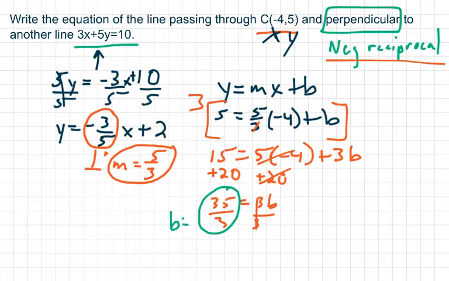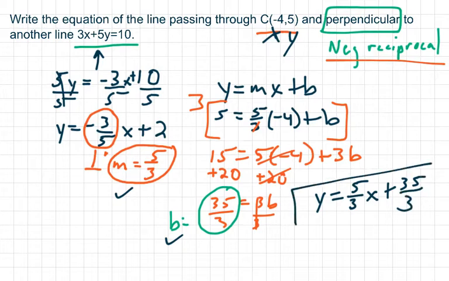And there is our b value right there. So b equals 35/3, and of course, because we got our m, we've got our b now, we can go back and we can just say y equals 5/3 x plus 35/3. And we're done. Now the only thing we got to watch is if it said standard form, but then you just multiply everything by the lowest common denominator.